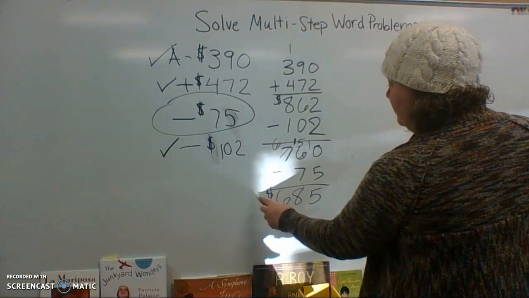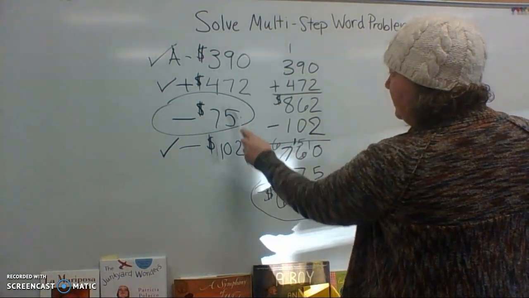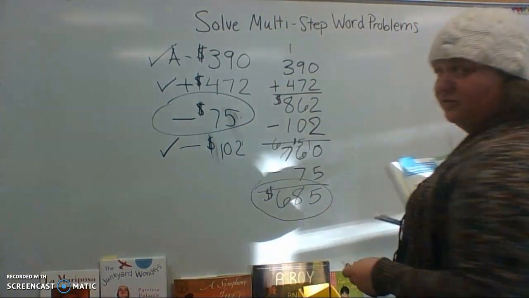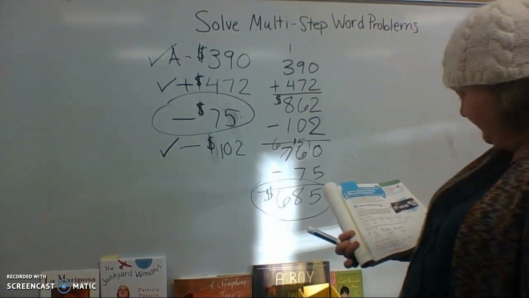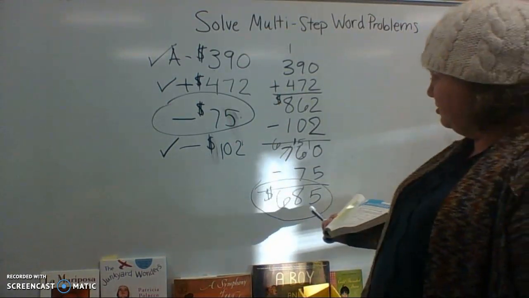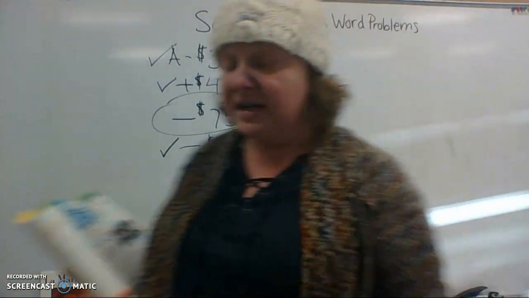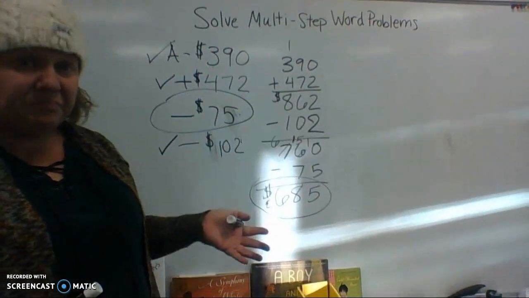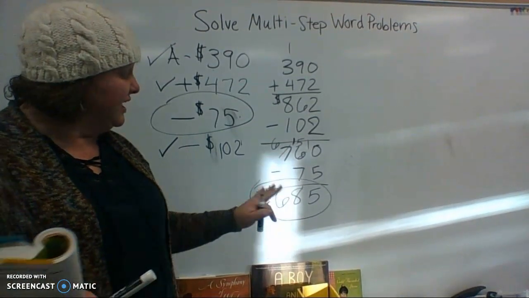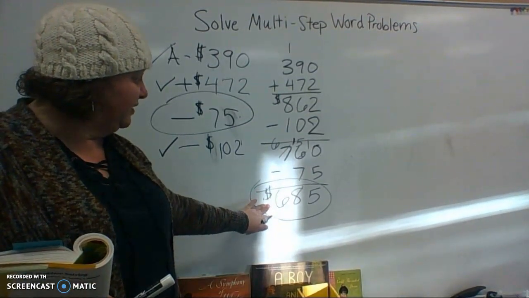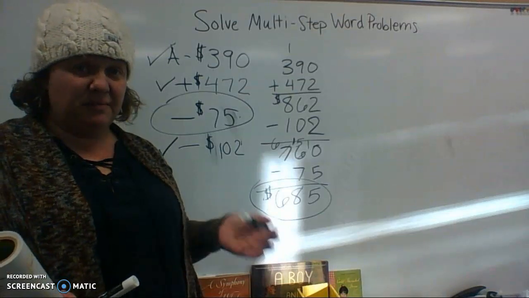So in their account, even though they had to pay out some things, they still have $685 left in their account. And I'm going to make sure that I have my dollar sign because we are talking about dollars. That's the other thing in story problems that we want to make sure of, is that we do our label, because in story problems we're always talking about something, okay?